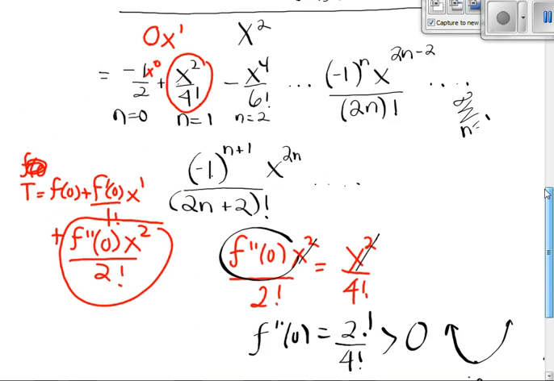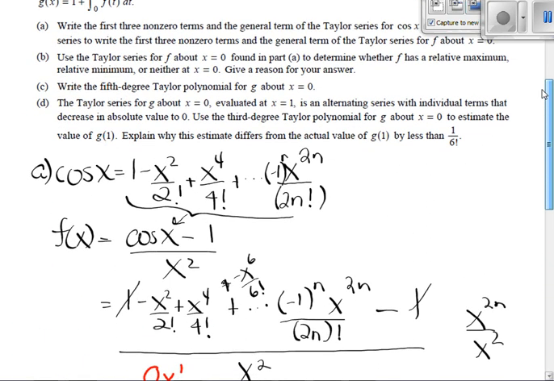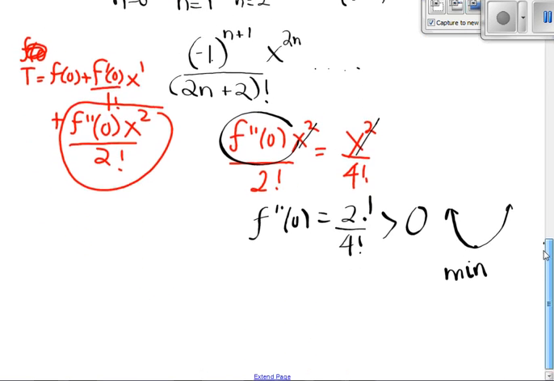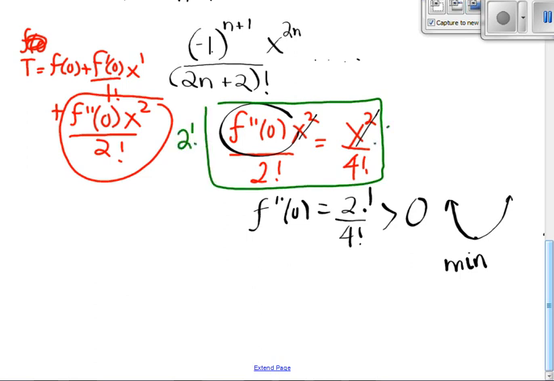Is that all they asked me for in B? Okay. Yeah, I was just going to check the answer. I solved this equation right here for f double prime of 0. So I multiply by 2 factorial, and all I care about is the sign.